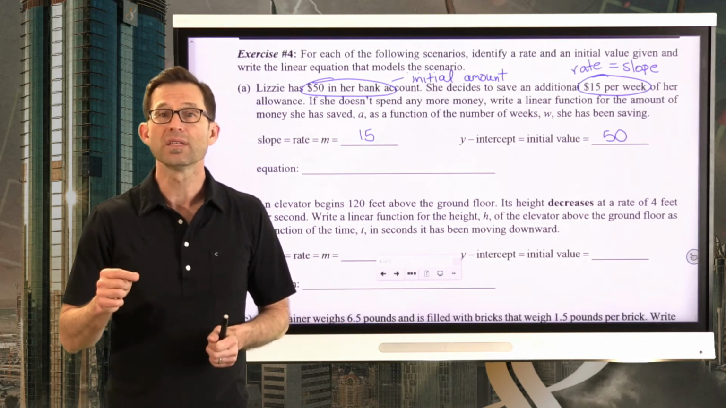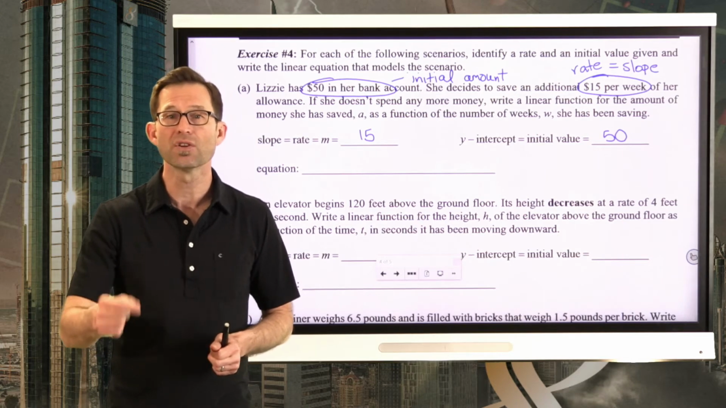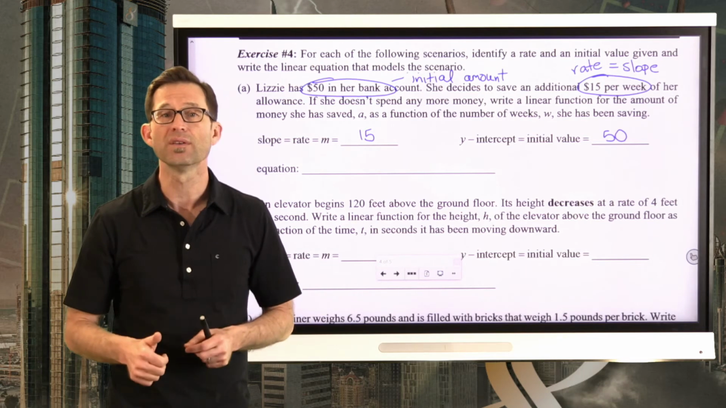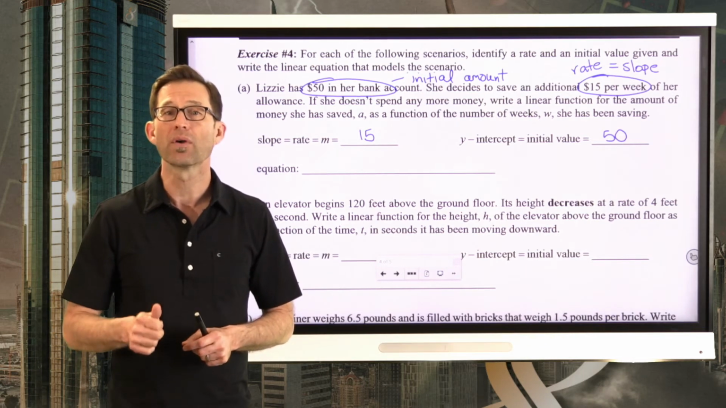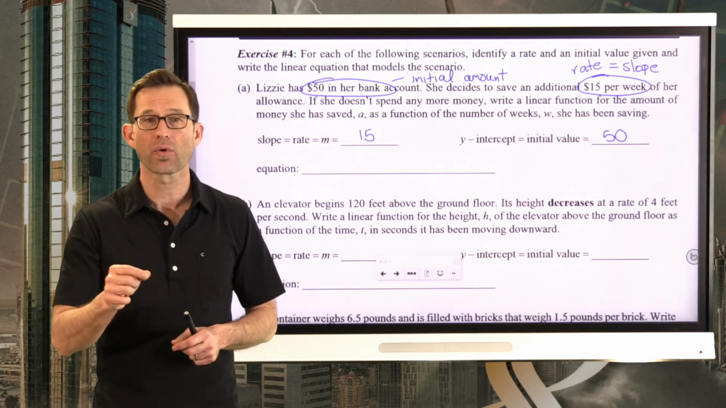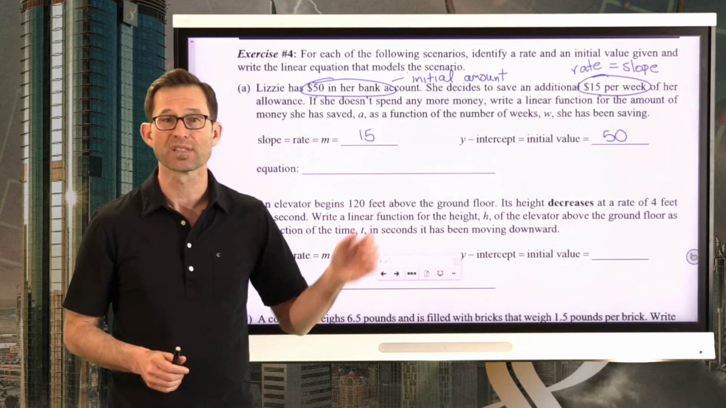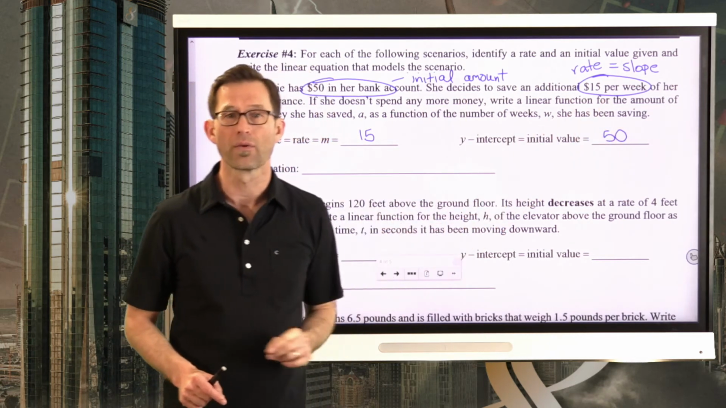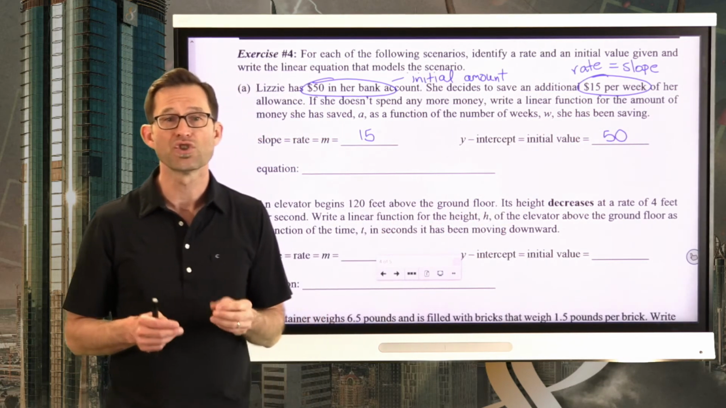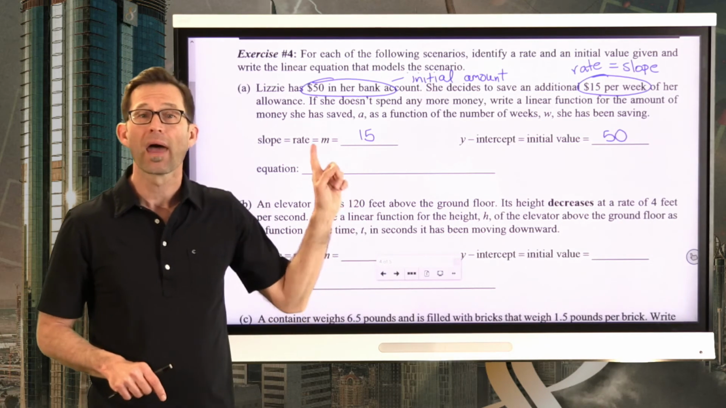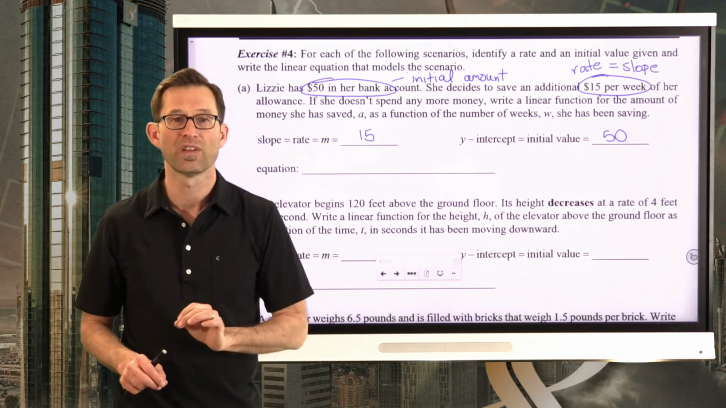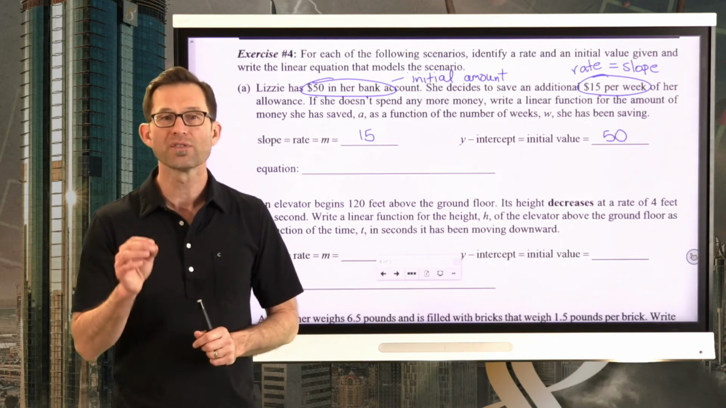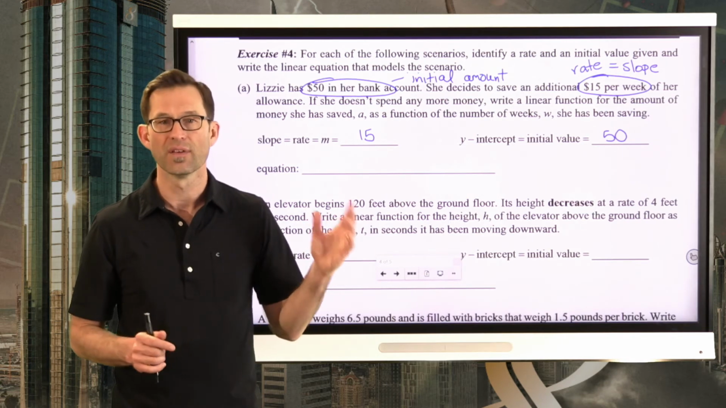The plain fact is Lizzie is saving an additional $15 per week. So the amount of money that she saved is going to go up as time goes up. The amount of money is going to increase, and therefore the slope is positive. If we had said that Lizzie takes out $15 per week, then of course the amount of money that she would have saved would be going down, and our slope would be a negative 15. All right, it's very important. Context will tell you whether the slope is positive or negative. In this case, it's positive.